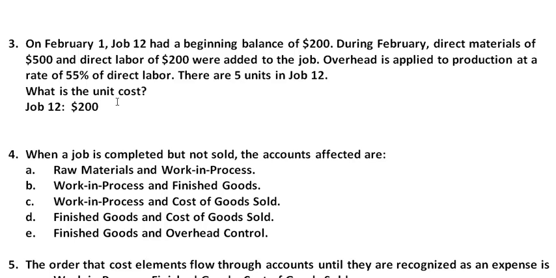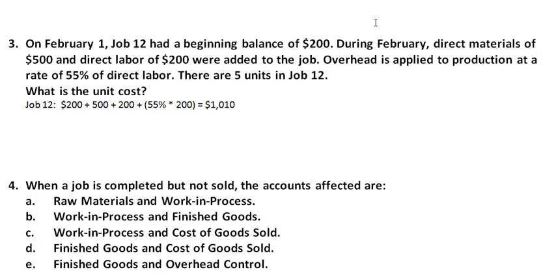So we had a beginning balance of 200, and then we want to add to the cost the amount of direct material, direct labor, and overhead. Okay, so you always have to have all 3 costs: materials, labor, overhead. For overhead, it tells you that it's applied to production at a rate of 55% of direct labor. So 55% times the direct labor cost would give you $110. So add that up, and the total cost of job 12 is $1,010.